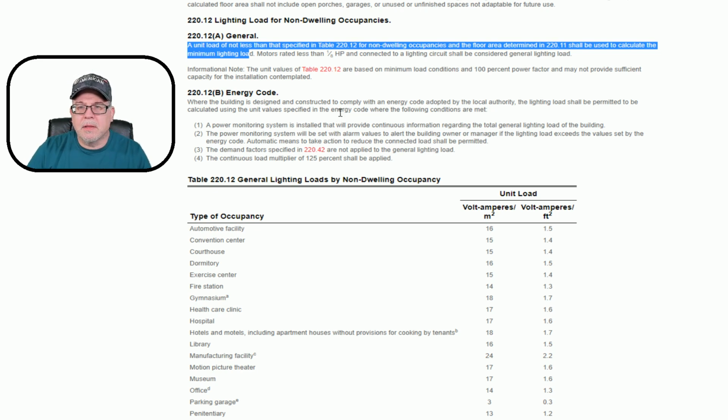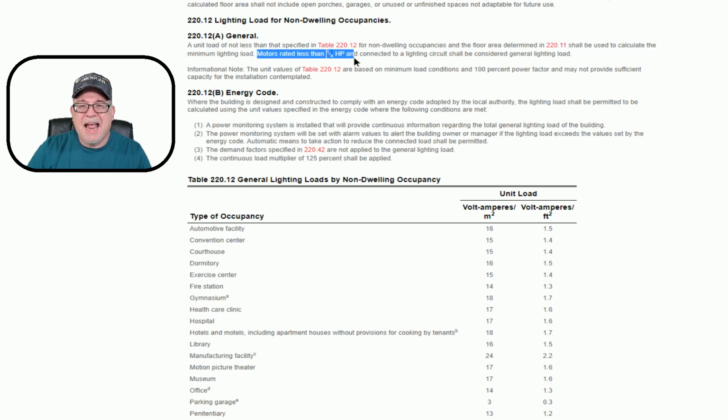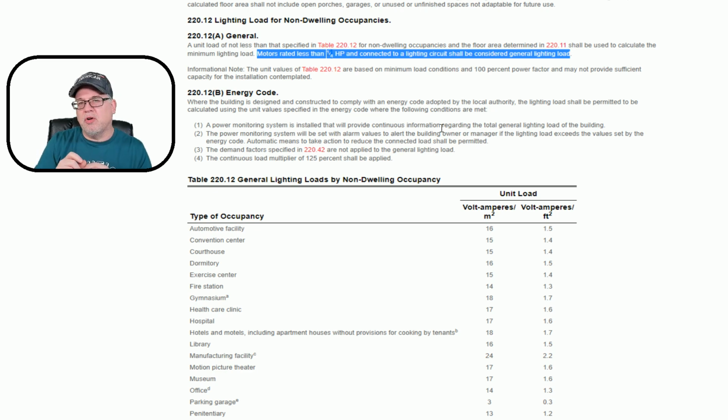Now, I should mention, motors rated less than 1/8 horsepower and connected to the lighting circuit shall be considered general lighting loads. That just means those loads like ceiling fans that are less than 1/8 horsepower are already considered in the general lighting. You don't have to add anything additional to it. That gets rid of that little question people had about ceiling fans and things like that. Now, if you have a commercial building that's got a huge ceiling fan with a motor that's greater than 1/8 horsepower, chances are that's not on the lighting. It's probably on its own circuit, but just keeping it real here, all right?